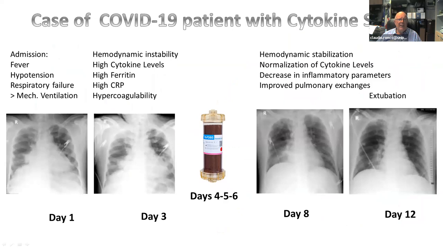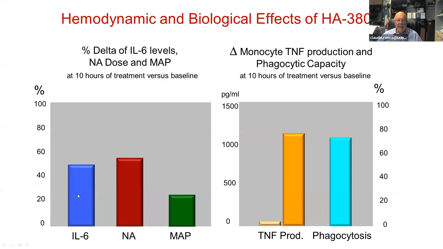Now, this is a case of a COVID-19 patient that was admitted with fever, hypotension, respiratory failure, underwent mechanical ventilation. At day three, he had a very high level of inflammatory markers, as you can see here, showed hypercoagulability, and for 3 days subsequently was treated with the HA380, displaying progressive hemodynamic stabilization, normalization of cytokine levels, decrease in inflammatory parameters, and improved pulmonary exchange until it was extubated on day 12. I would like to point out that there was a significant reduction in interleukin-6, there was a reduction in noradrenaline, and mean arterial pressure remained stable over time.